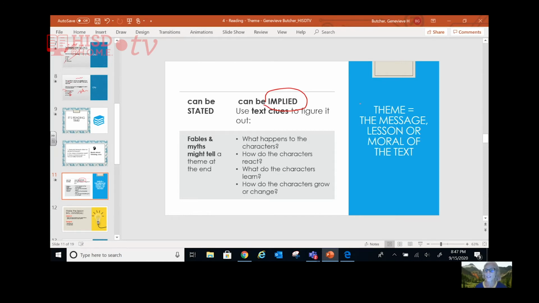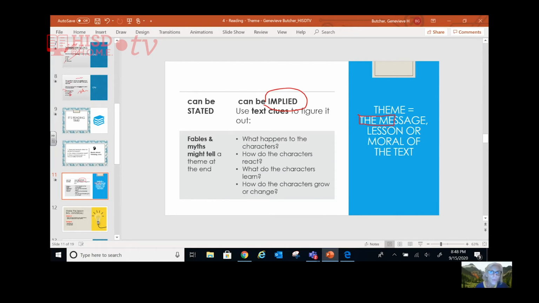So I want you to write down in your anchor chart, in your journal, theme, the message. And I love this. I like to put it like this. Theme is the message. See that? It's right there. Theme equals the message, and it's already in the words. It's my mnemonic. It helps you memorize it. Mnemonic means helping your memory. Lesson or moral of the story.